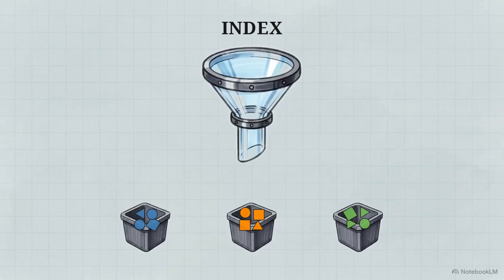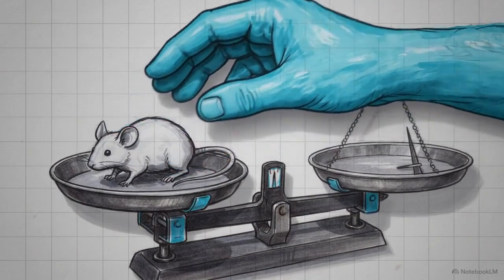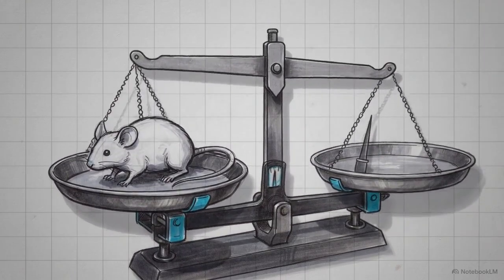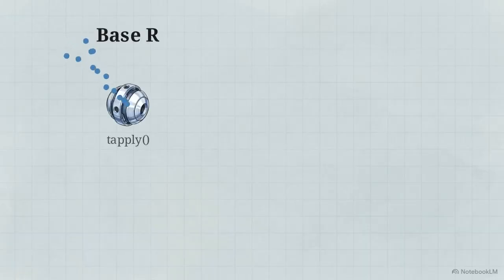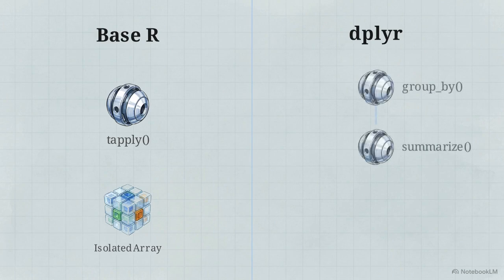We contrast this directly with the dplyr package. Dplyr handles the same aggregation by chaining group_by and summarize commands. The difference is the output. Dplyr generates composable data frames. These connect directly to downstream filtering nodes, while the tapply array sits isolated.